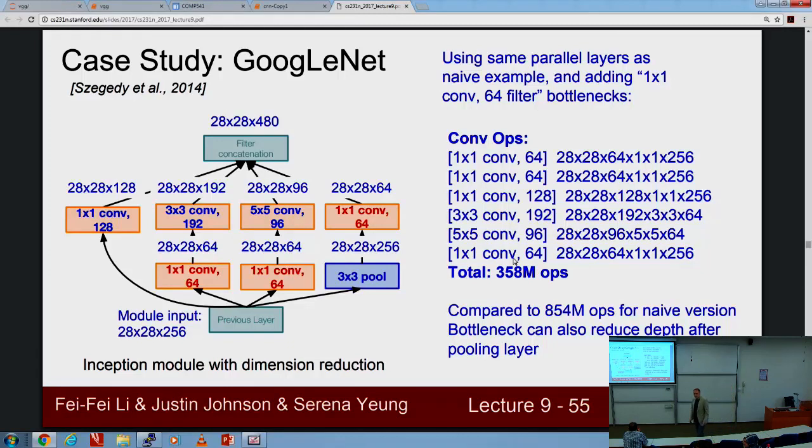Should I have to do this 1 by 1 convolution to the previous layer 3 times, or can I just do it once? That's a good point. They did it 2 times, presumably thinking that the filters you need before the 3 by 3 convolution might be different than the filters you need before the 5 by 5 convolution. But you could certainly define an inception module merging these 2 things together and see if it makes any difference in the performance. Is there any problem? No.